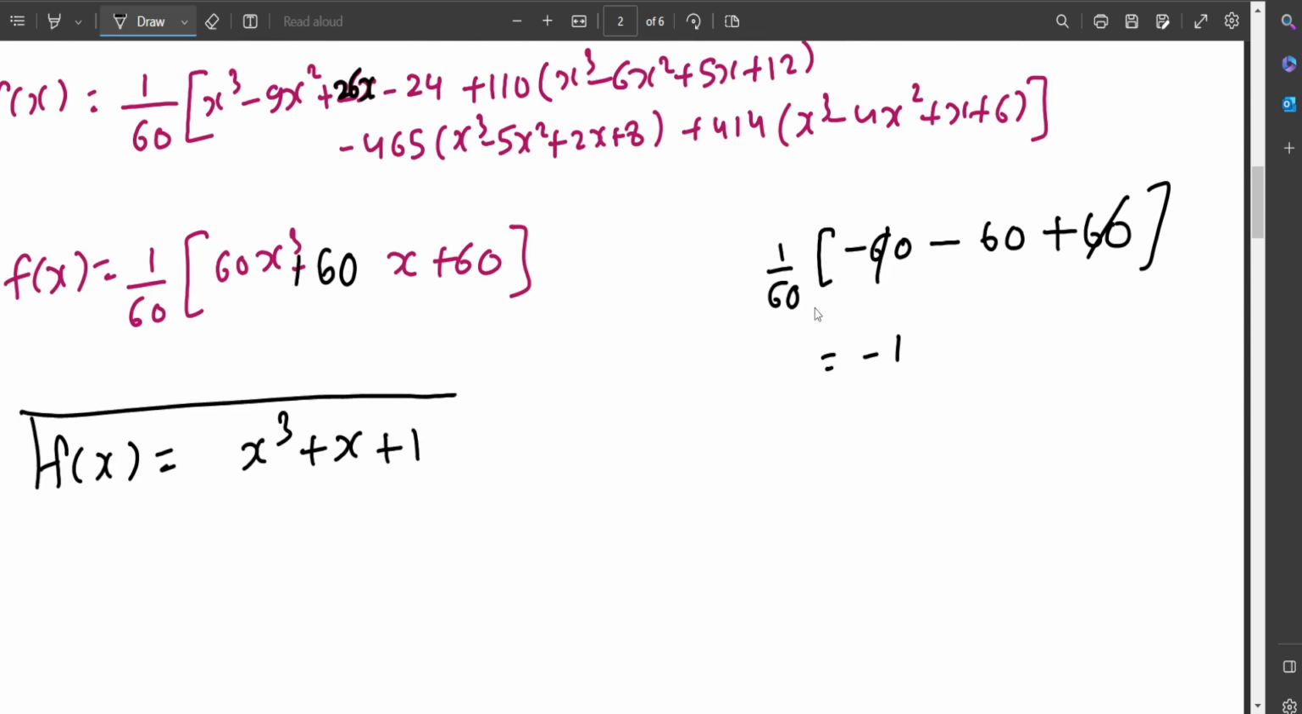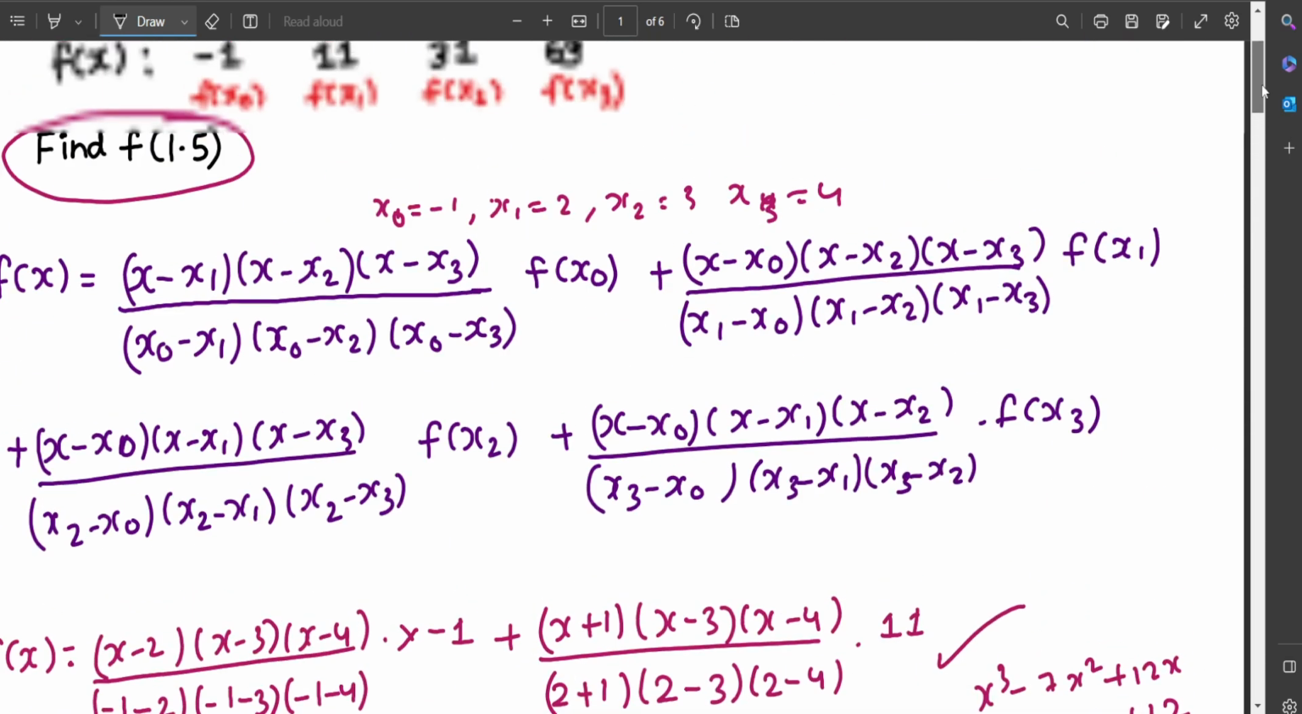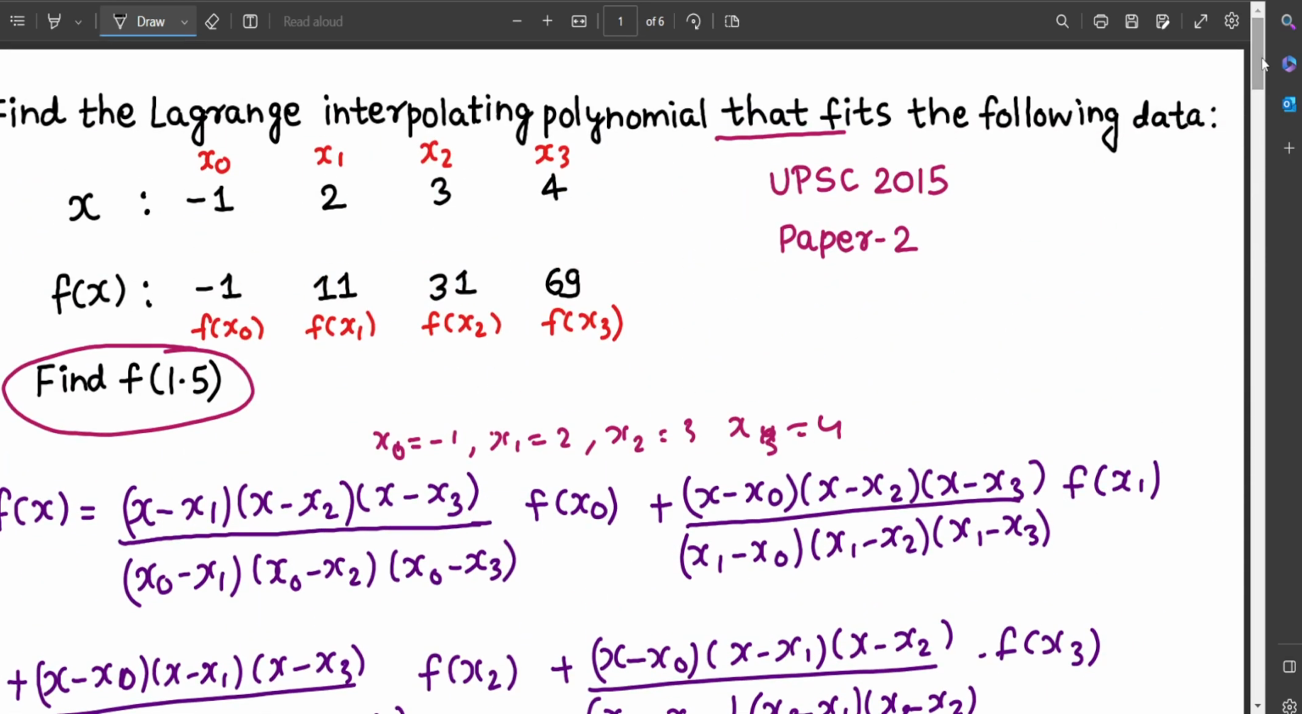Okay, so this is the required polynomial, and once you have the polynomial, you needed to find f of 1.5. So that is 1.5 cube plus 1.5 plus 1, and this is going to give you 5.875.